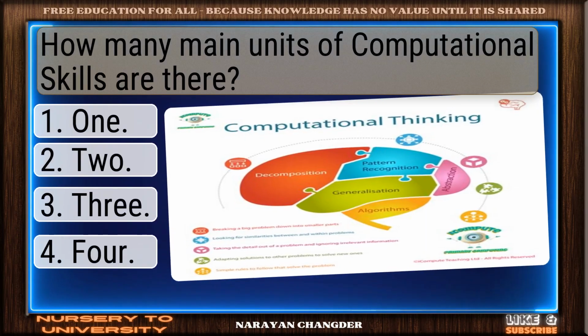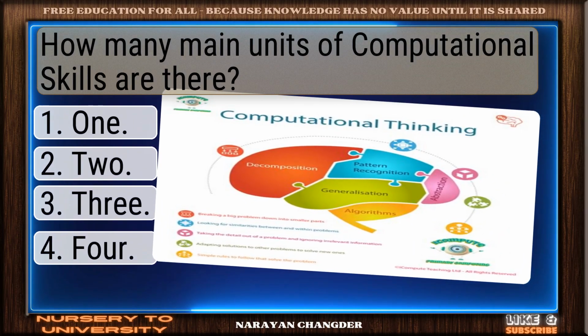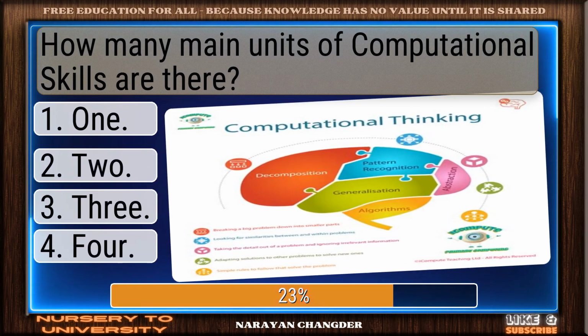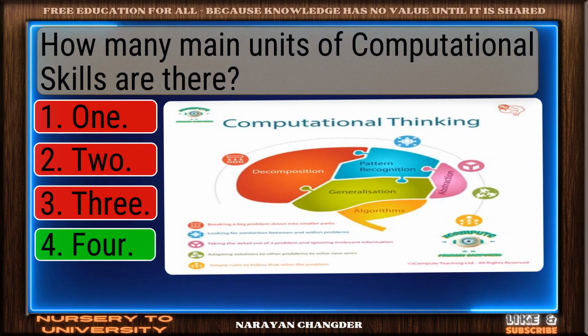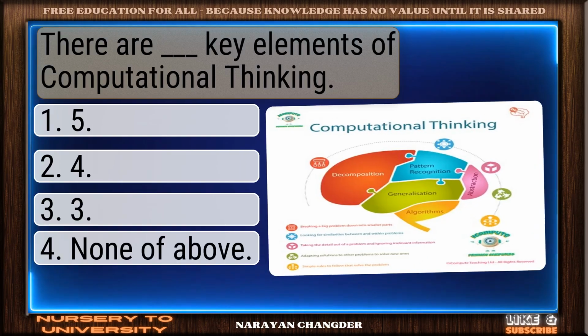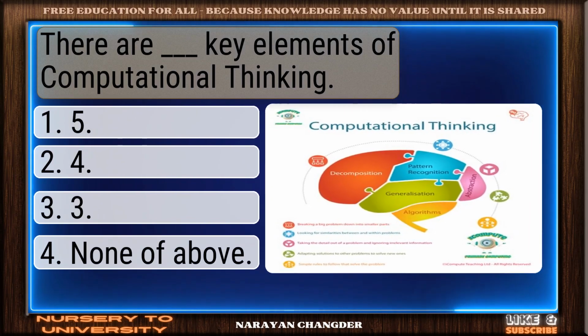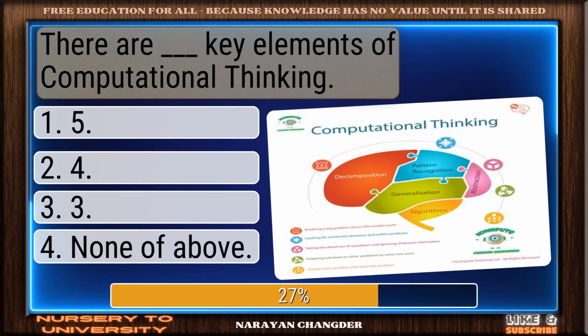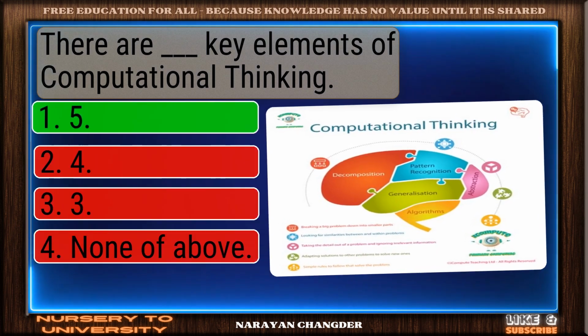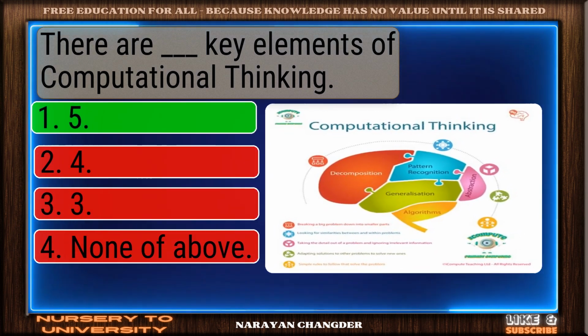Question number 35. How many main units of computational skills are there? Sharp thinking. 4 is the right choice. Question number 36. There are dash key elements of computational thinking. Smart move. 5 is an accurate answer.